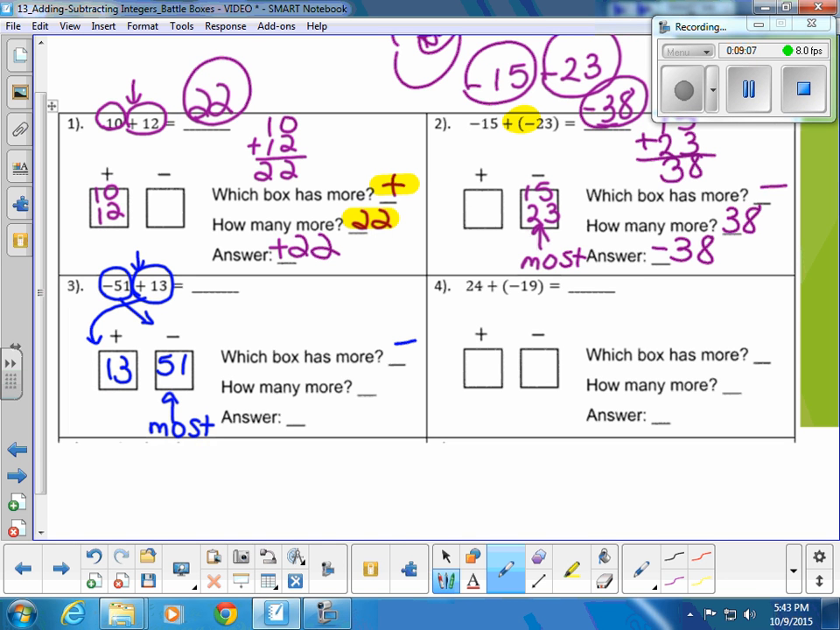Now I have to figure out how much more. Now, these are in different boxes, so I'm going to subtract to find how much more. So I cannot subtract 3 from 1, so I have to borrow from my 5. That makes this 11 minus 3, which is 8. 4 minus 1 is 3. So my answer is 38. So if I combine the first step and the second step, then my answer for everything is -38. I just realized that my answer for 2 and 3 are exactly the same.